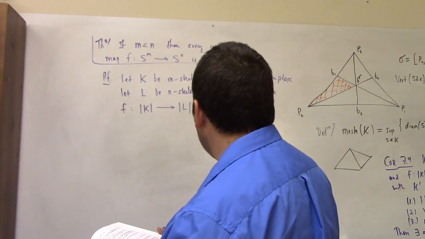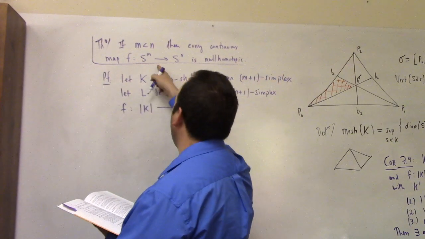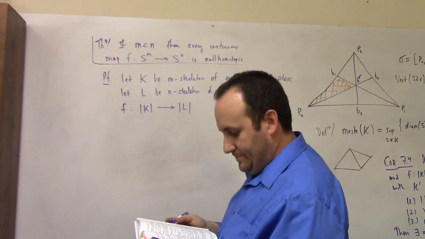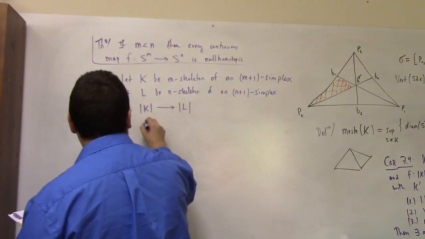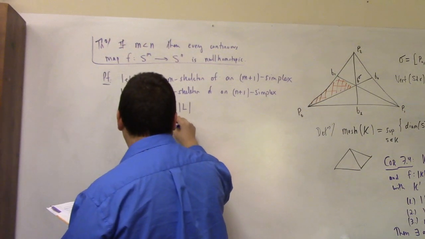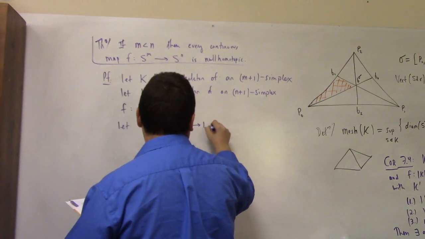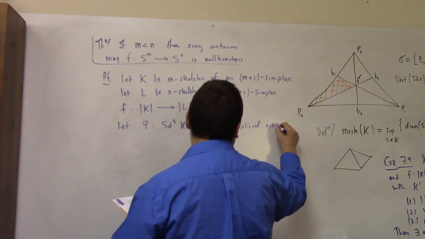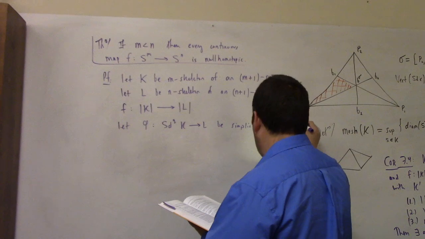So we can regard f as a continuous map. There's obviously a way to get from that map to this map, passing through the appropriate homeomorphisms. And then he says let phi from the qth standard subdivision of K to L be the simplicial approximation to f. Then what do we get?